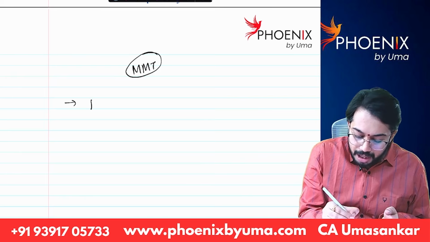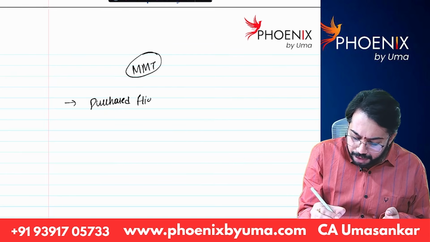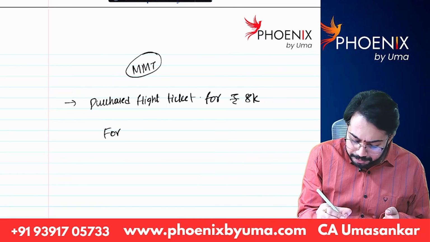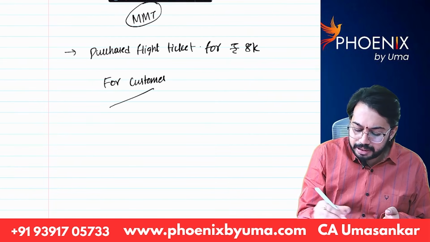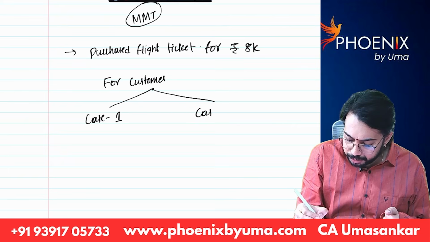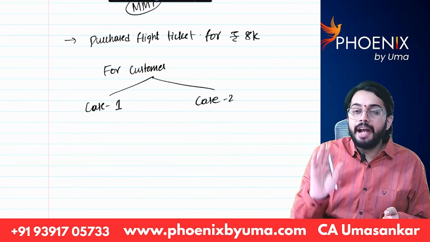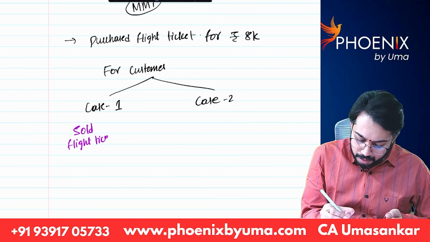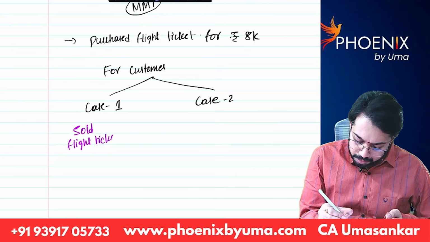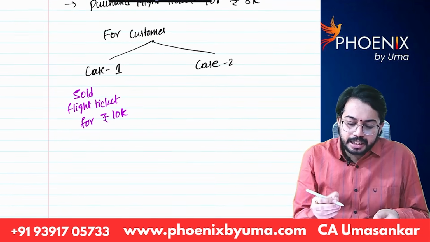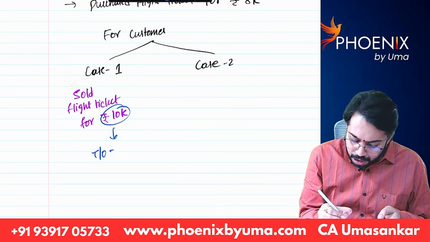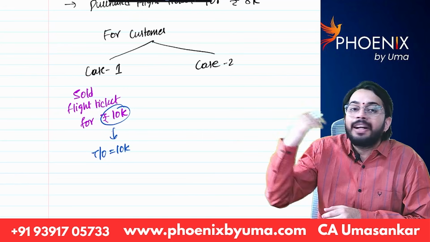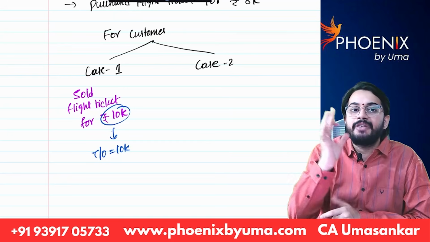What I have done? I purchased a flight ticket for rupees 8,000 per customer. Whenever customer comes, there are two cases. Case 1, case 2. I told the customer the flight ticket cost, I sold the flight ticket for rupees 10,000. In this case, total 10,000 will be taken as turnover. Turnover is equal to 10,000 because I bought the flight ticket for 8,000 and I sold the flight ticket for 10,000. How much is the money received? 10,000 is the money received. That will be treated as turnover.